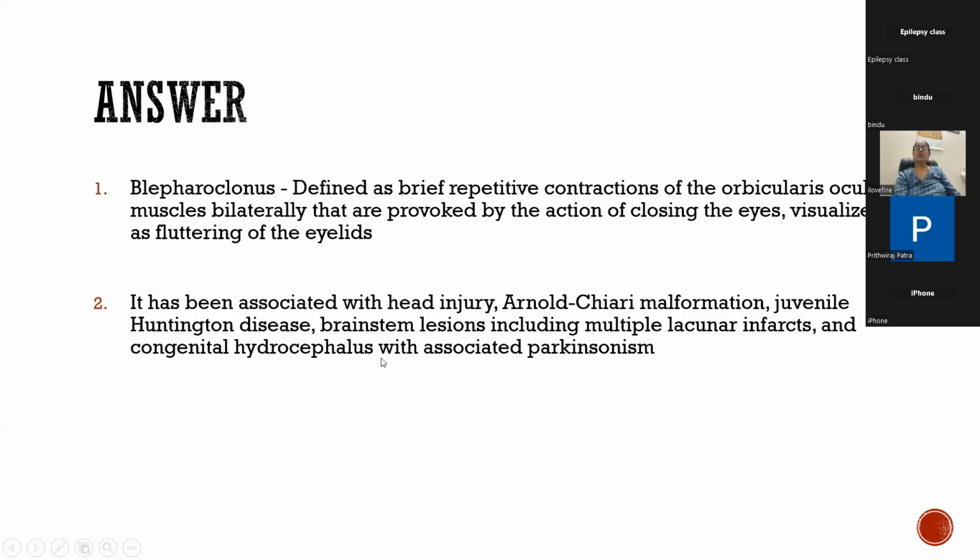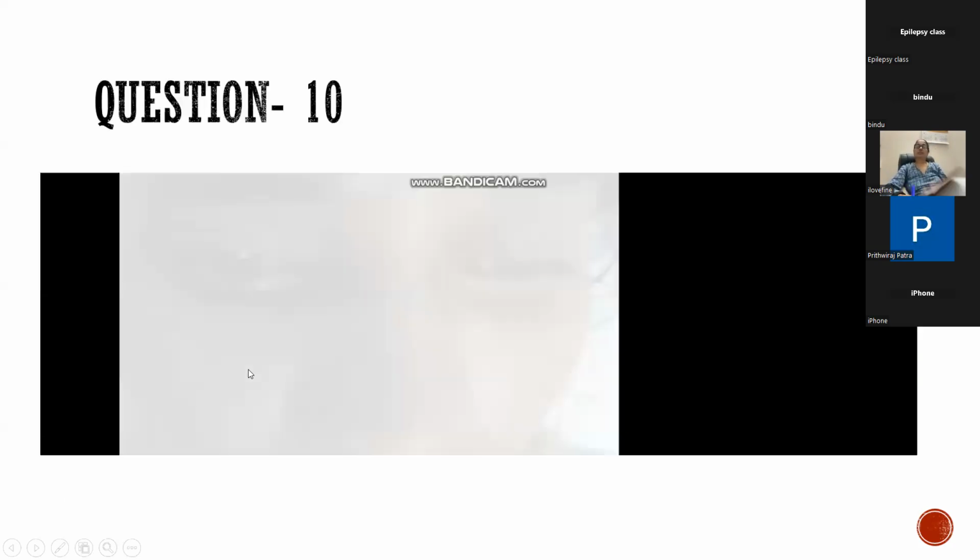Ma'am, eyelid myoclonia will be more jerky, and that is associated with epileptic abnormalities. And mostly the eyelid myoclonia will be induced by light or so, whereas blepharoclonus is usually provoked by closing the eyes. How do you differentiate it from blepharospasm? Blepharospasm is tonic contraction, forceful eye contraction.